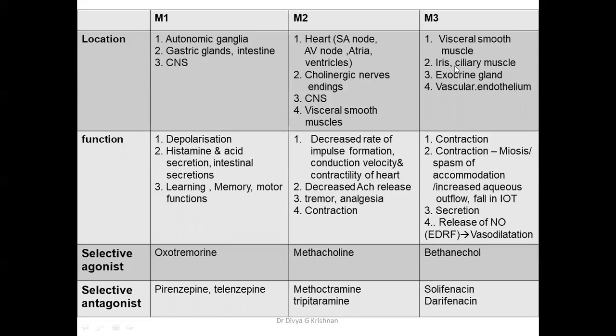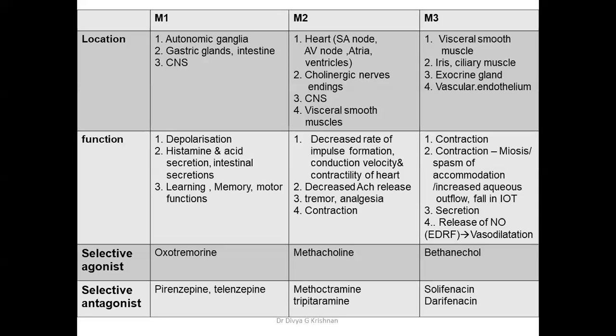Now the contraction of the circular muscles of the iris leads to miosis or pupillary constriction. Ciliary muscle contraction leads to spasm of accommodation. You already know that the ciliary muscle is responsible for the accommodation of the eye, and it has to relax and contract to have proper accommodation. But if it is in a contracted state, you will have spasm of accommodation. The contraction of the ciliary muscle is also associated with an increased outflow of the aqueous humor and a subsequent fall in the intraocular tension.